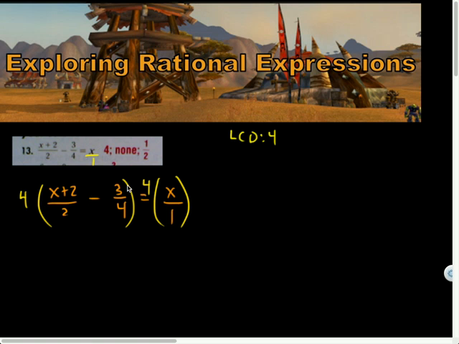So, now I'm multiplying both sides by the LCD to kill all fractions. The 4 and the 2 partially cancel. 4 divided by 2 is 2 times x plus 2. I'll write it out like this for now, although you could distribute right then as well. 4 cancels out with a 4, so I'd have minus 3, and 4 and 1 don't cancel, so that's just 4x. And then this is 2x plus 4 minus 3 equals 4x.